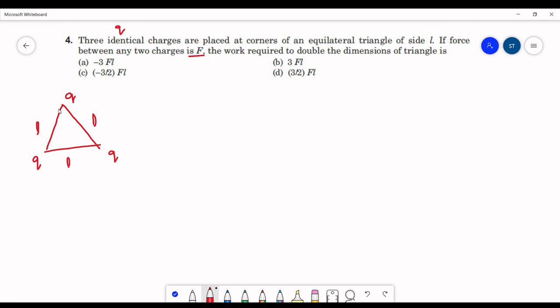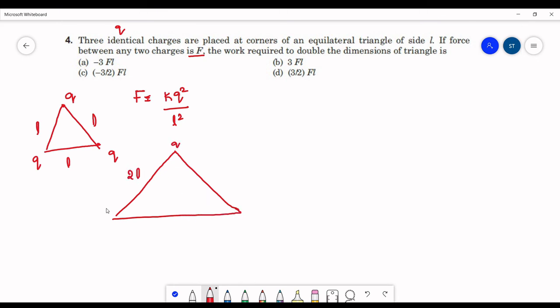If you consider any two charges, according to Coulomb's law, we can write force will be equal to K Q1 Q2 upon r square, which is L square here. So according to the question, K Q square upon L square is F. Now we have to find the work required to double the dimensions of the triangle. Now we are going to double the dimension, means we are going to move the charges such that they will form an equilateral triangle of side 2L.